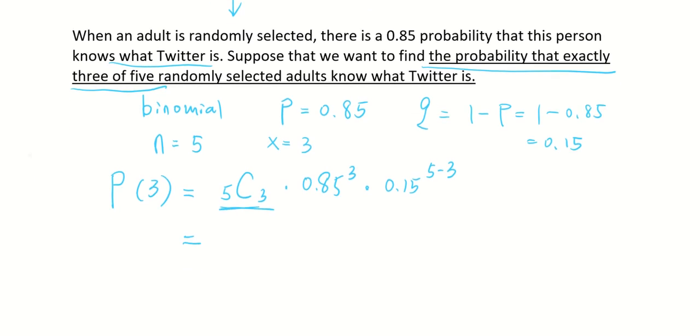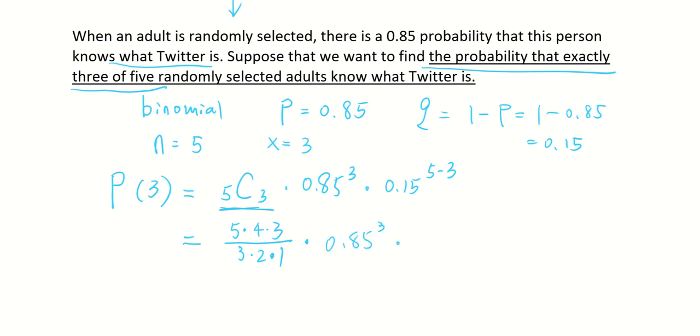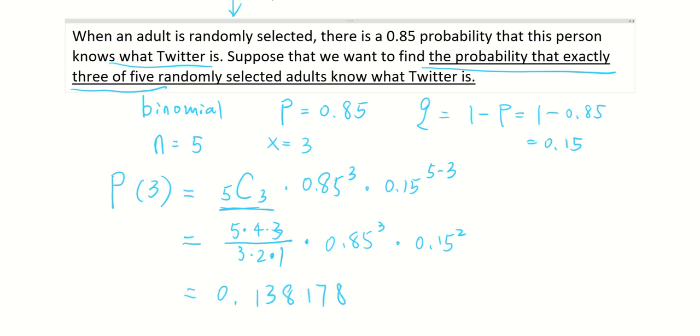First of all, what is this part? First you start with 5 because n is 5, right? 5 times 4 times 3, let me stop here, divided by 3 factorial, right? 3 times 2 times 1. So this is the combination of choosing 3 items out of 5. Okay, times 0.85 cubed times 0.15 squared. Using a calculator, we'll get 0.138178. That is the probability of having exactly 3 adults out of 5 knowing what Twitter is.